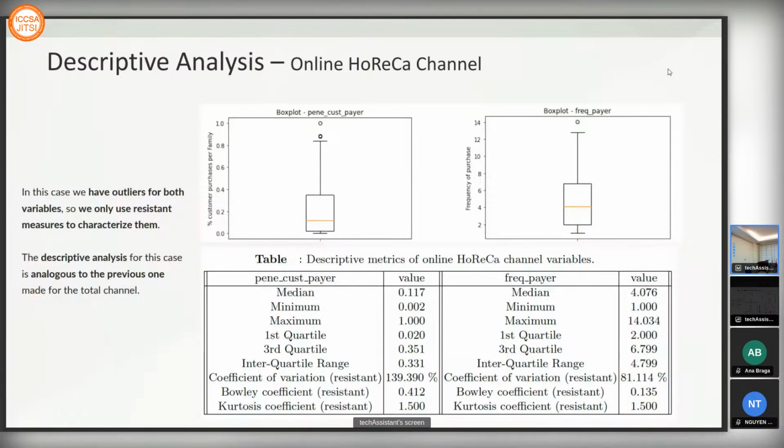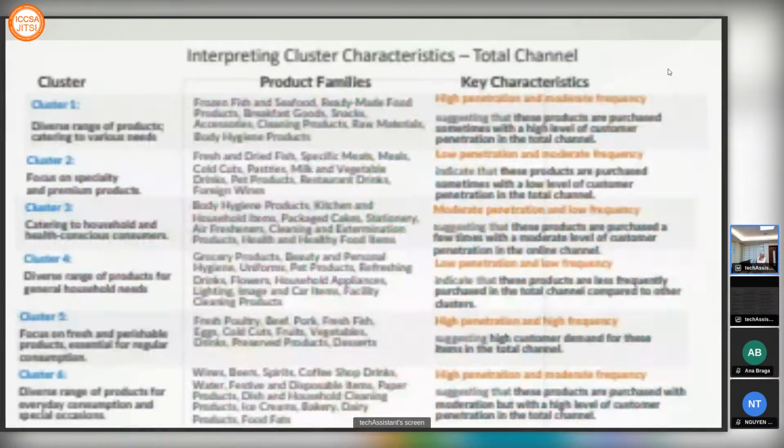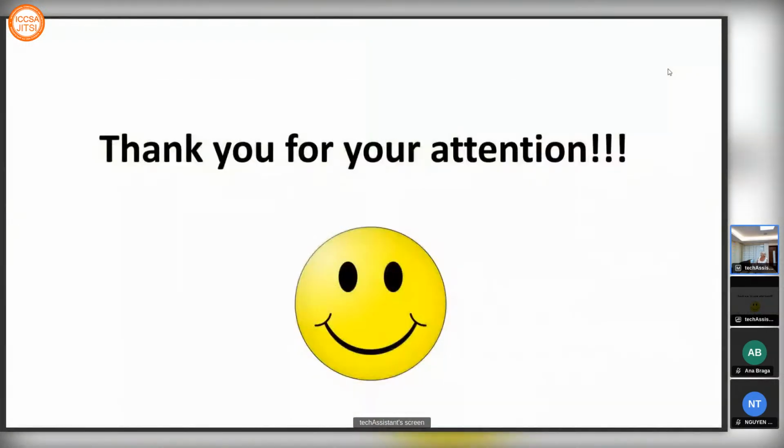We made the same type of descriptive analysis for the online Horeca channel, so I'm not going to say many things about this, only that in this case we have both variables with outliers, so we use resistant measures to characterize them. And after that, I'm sorry.